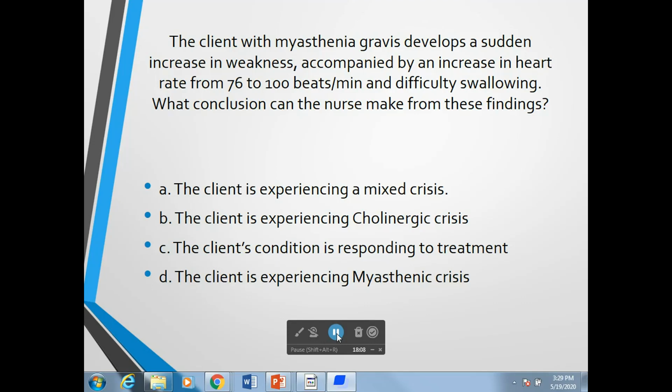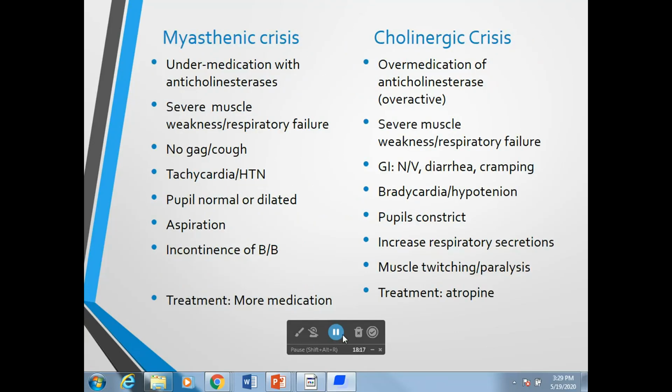The answer is D. The client is experiencing myasthenic crisis. Remember, with myasthenic crisis, the patient will exhibit an increased heart rate, which is tachycardia, and hypertension. With both myasthenic crisis and cholinergic crisis, they will have muscle weakness.